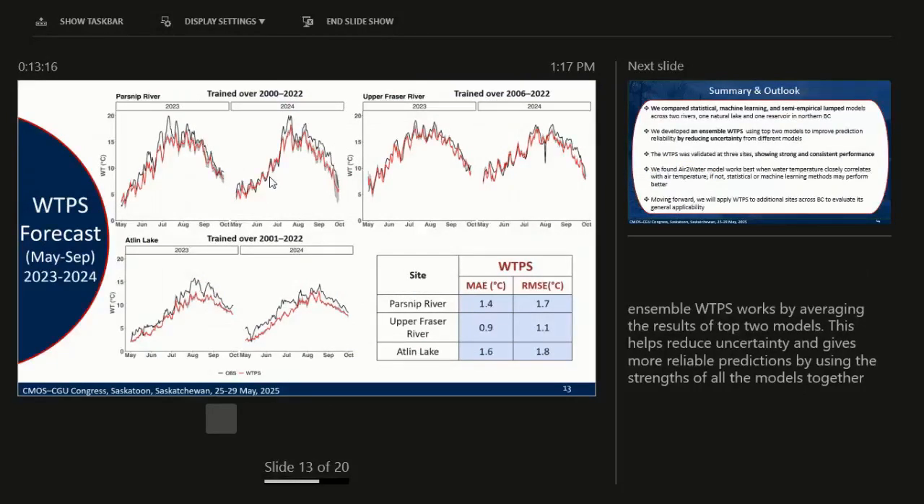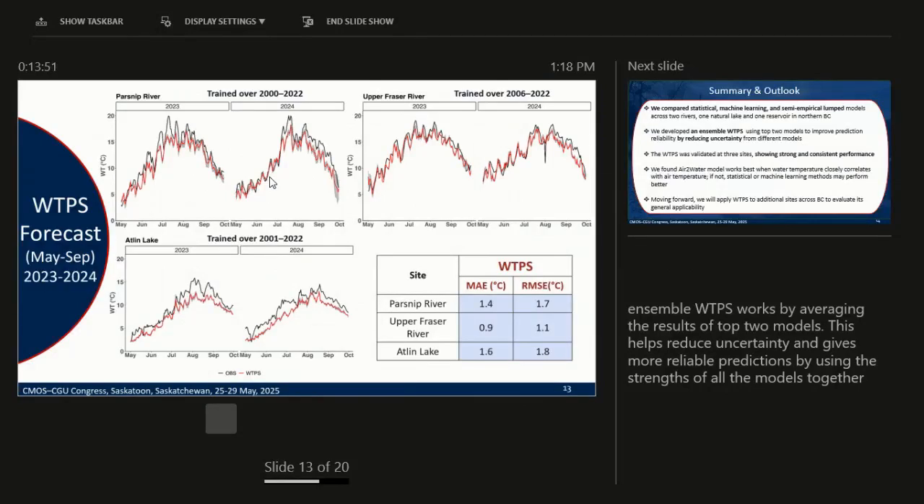So using the top two performers of the models, we developed the water temperature prediction system. As you see here, we trained on all of the historical data that we have up to 2022, and predicted water temperature for 2023 and 2024 during the warm season of May to October. The prediction is daily, and as you can see, the black line is observation and the red line is prediction, where the water temperature prediction system was able to capture both the overall seasonal temperature and daily variation.